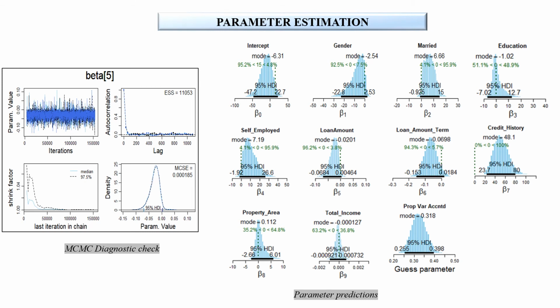The beta parameter distribution of loan amount and loan amount term suggests that they are significant in predicting the loan outcomes, as almost 95% of values of the interval lie to the left of 0. As we predicted in the descriptive analysis of the data, credit history is a very significant parameter in the loan outcome predictor, with a beta value of 48.1. The 95% HDI interval does not contain 0 in this case. Property area and total income can be considered less significant parameters in loan outcome prediction, as 0 lies in the 35% region of the HDI.